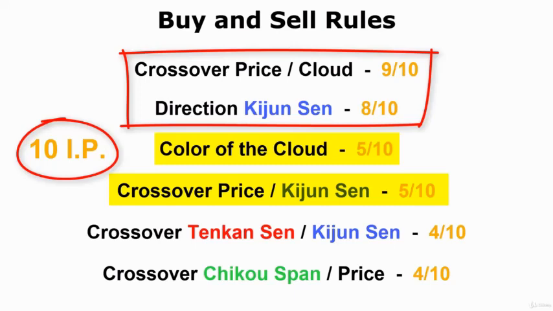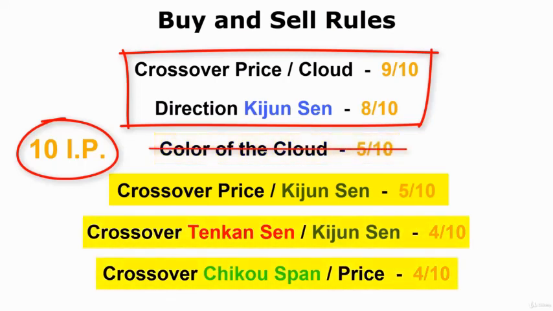In our example on New Zealand dollar, Canadian dollar, we had everything but not the color of the cloud. It's still okay because you have other 13 points supporting your trading idea. 5 for the right order of the price and the Kijun-sen, 4 for the order of the red line and the blue line, and other 4 for the right order of the Chikou span and the price.